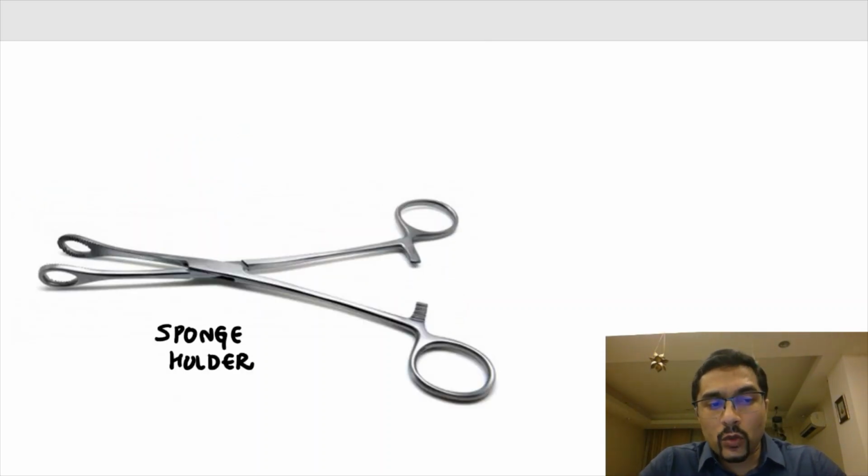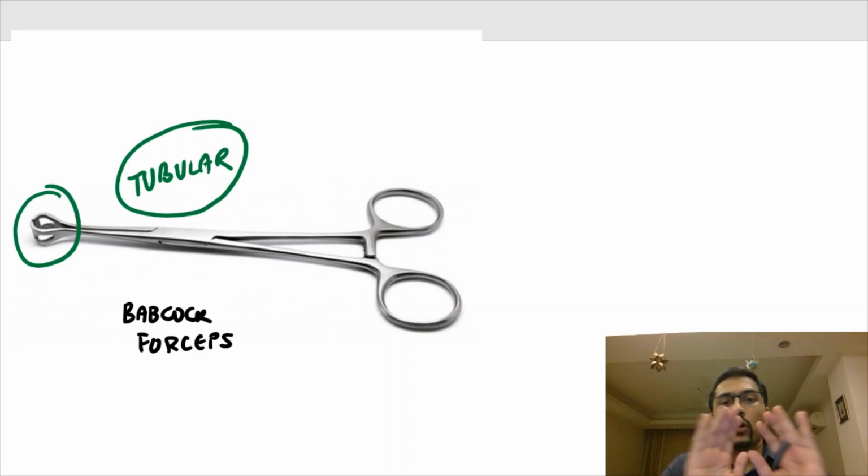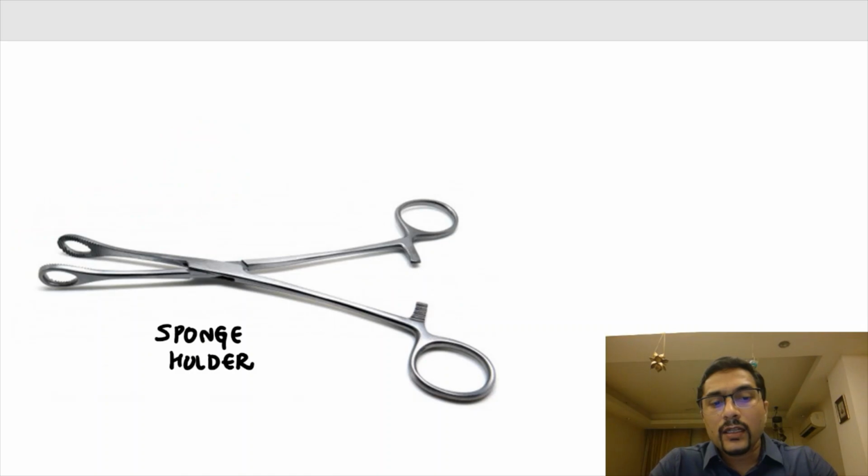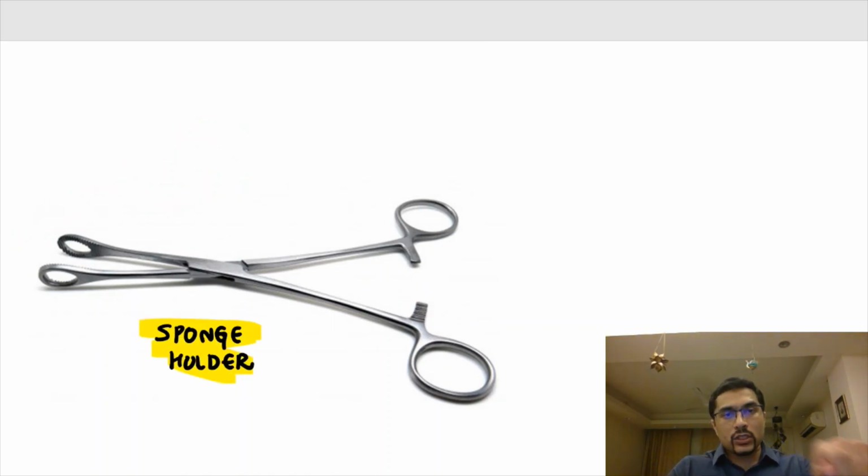This is a sponge holder. So see the difference between Babcocks. There is some space. It is slightly curved. This is a sponge holder, and you hold a sponge using a sponge holder, and then you clean the area. So you must have seen the surgeon before starting any case. They clean the area. They hold the sponge using this sponge holder. So all these instruments have been asked. You should remember these.